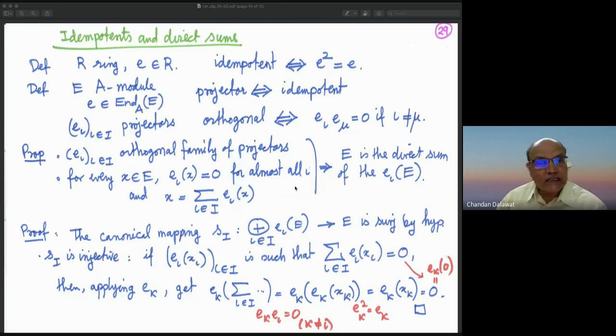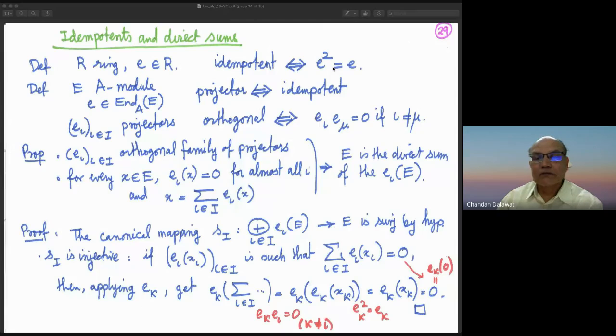Okay, so let's come to today's thing. The first definition is that of an idempotent. That's an element of a ring whose square is equal to itself. E is an idempotent if E squared is equal to E. When that ring happens to be the ring of endomorphisms of an A module, where A is another ring, an idempotent in that ring is called a projector.